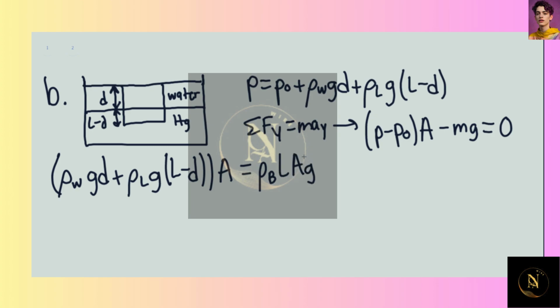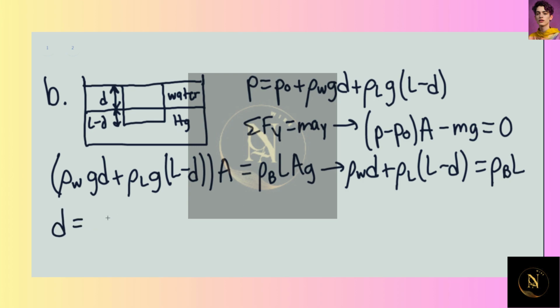And so A and g divide out, and this becomes the density of water times D plus the density of the liquid multiplied by L minus D equaling the density of the block times L. And so D would equal the density of the liquid minus the density of the block, divided by the density of the liquid minus the density of water, times L. This would be your answer for part B.